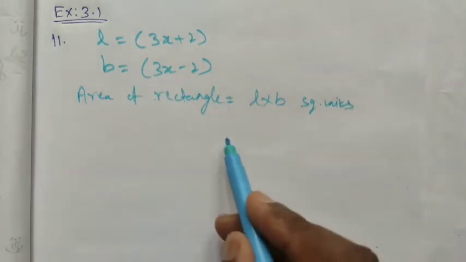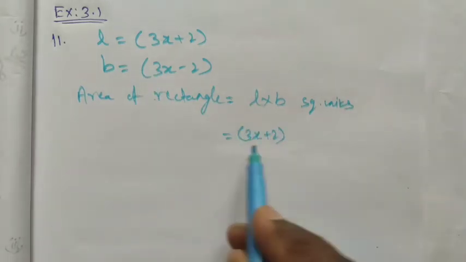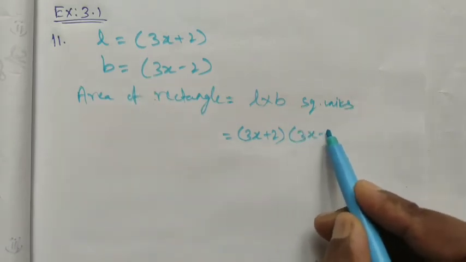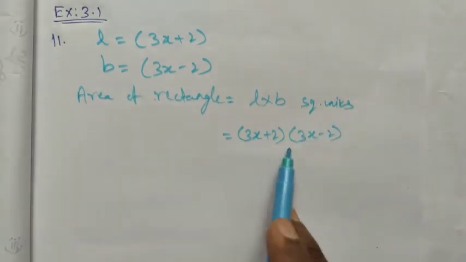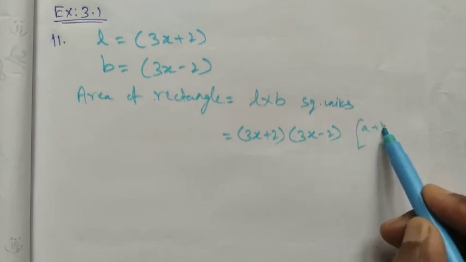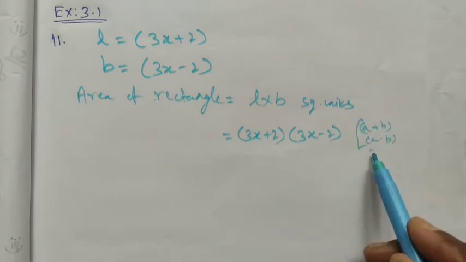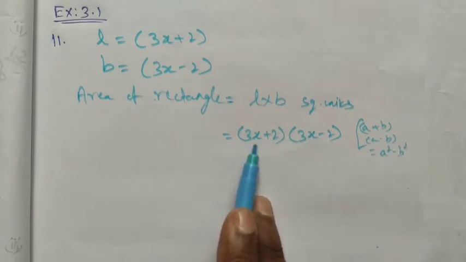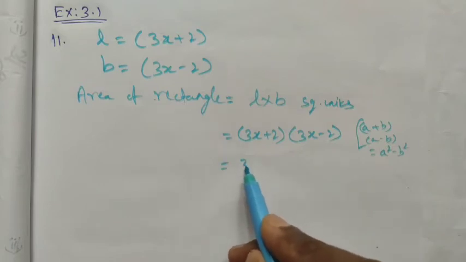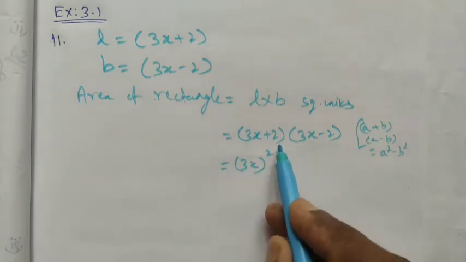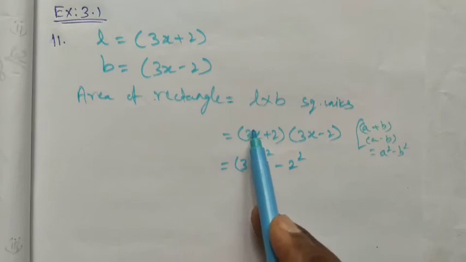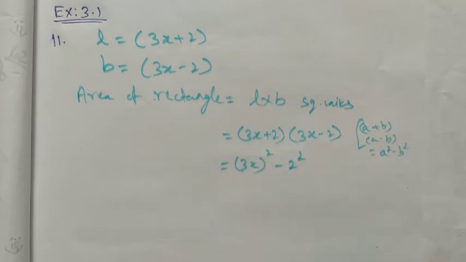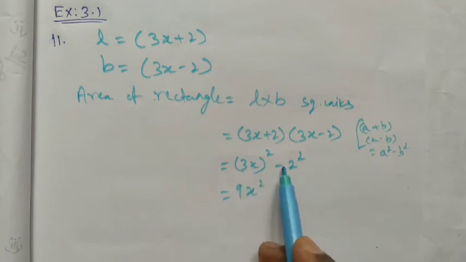Now L is equal to 3x plus 2, B is equal to 3x minus 2. So it is in the form of a plus b, a minus b. So we have a square minus b square. In the place of a is 3x, in the place of b is 2. So 3x whole square minus 2 square, or otherwise you can do it in binomial into binomial form also, right? Now square this term. 3 square is 9, x square, minus 2 square is 4.